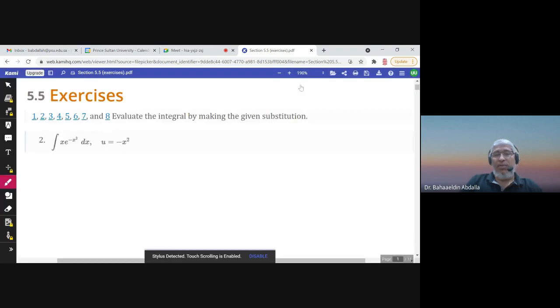And these are some exercises about section 5.5. Here, evaluate the integral by making the given substitution. So u is given, so immediately I need to find du. So du would be the derivative of negative x squared, which is negative 2x times dx.